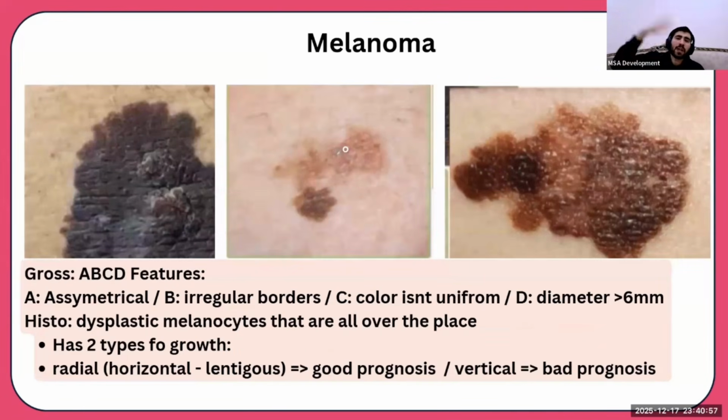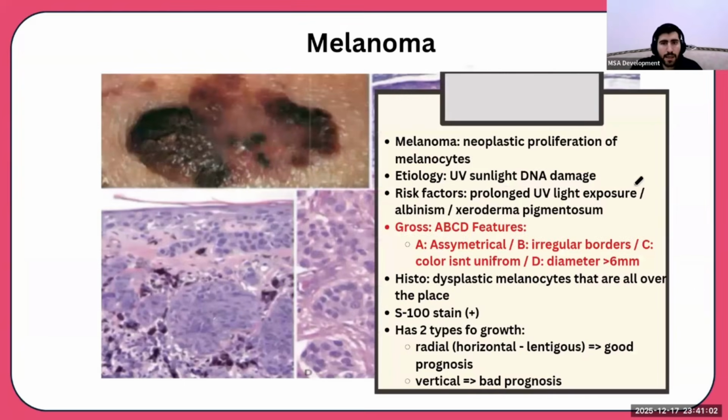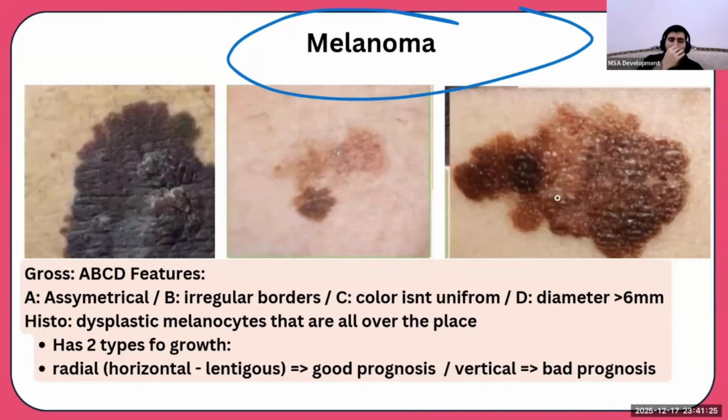And now, if this nevus becomes cancer, it becomes melanoma. Melanoma is neoplastic proliferation of melanocytes. Okay, so the melanocytes, usually, as we said, go radially, but if it went down and it's very dysplastic, that's melanoma. Okay? Why does that happen? Same as skin cancer. UV sunlight and then prolonged UV light exposure, albinism, xeroderma pigmentosum, and these things. Now, melanoma is very dysplastic, very ill-looking, very ugly, and it has the ABCD features.